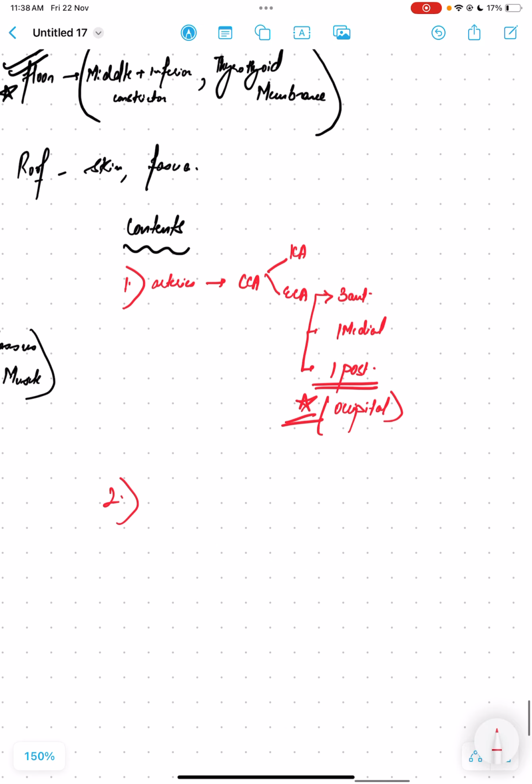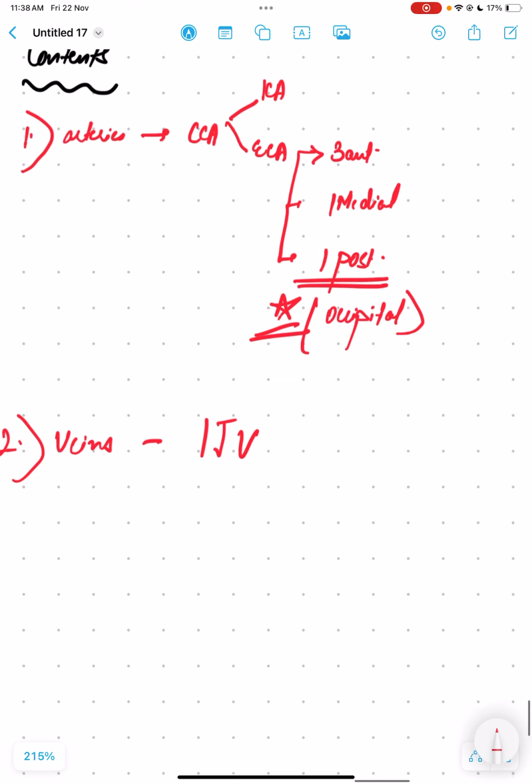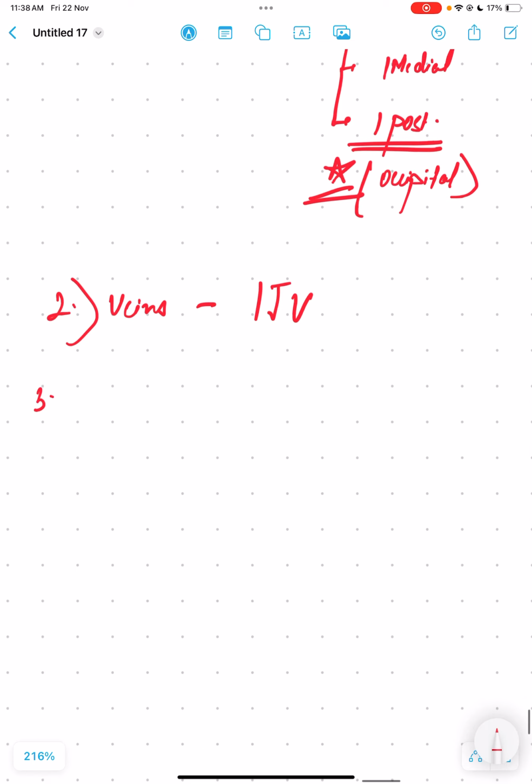Then what are the veins involved? Basically, it involves the internal jugular vein. You can remember this, or they can involve the common facial vein, pharyngeal vein or the lingual vein. Then what are the nerves involved?